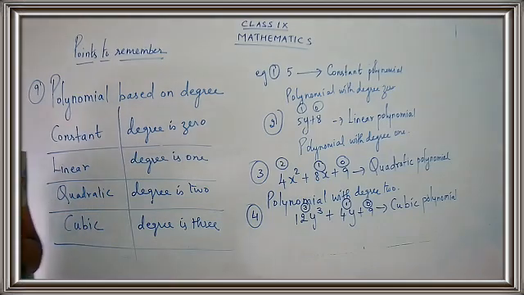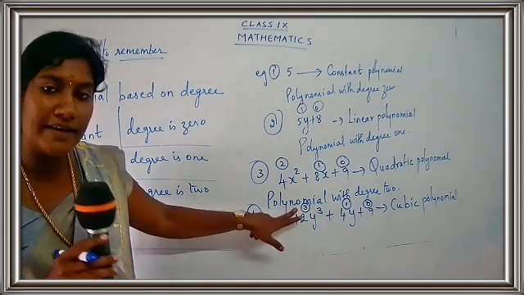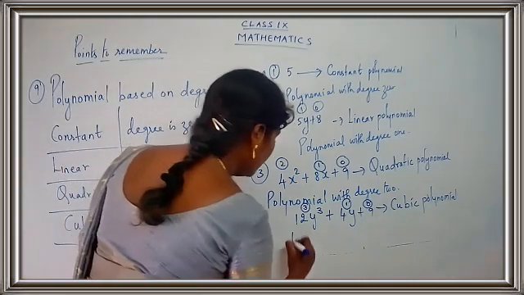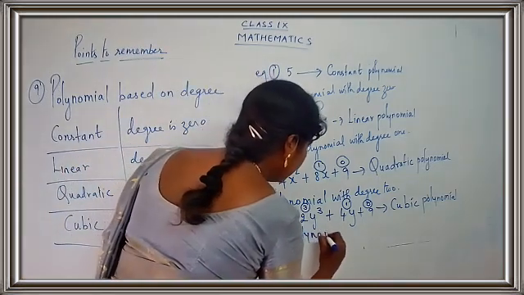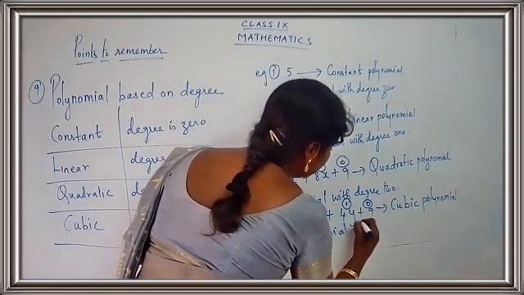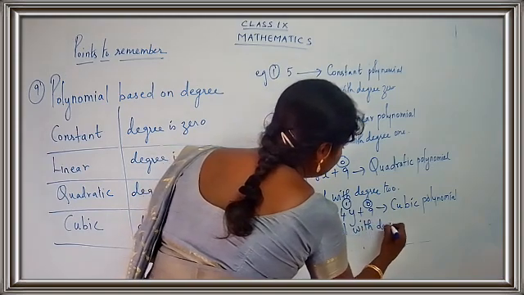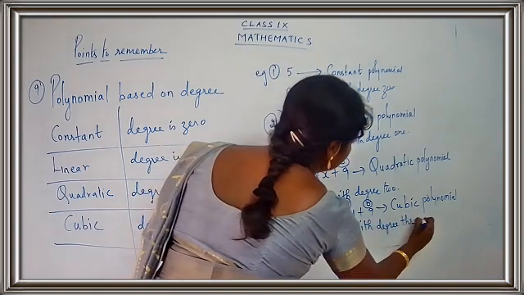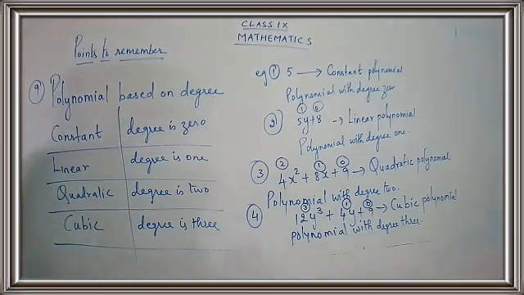Why do you call it a cubic polynomial? It is a polynomial with degree 3. The highest power is 3. Just mention here, polynomial with degree 3. So if you have a polynomial with degree 3, you have to call it a cubic polynomial. Are you clear with the different definitions, children?